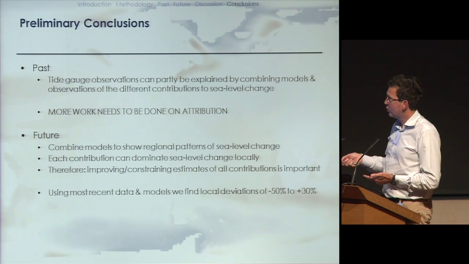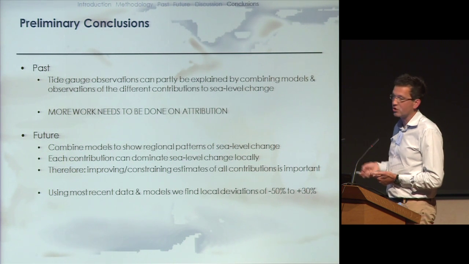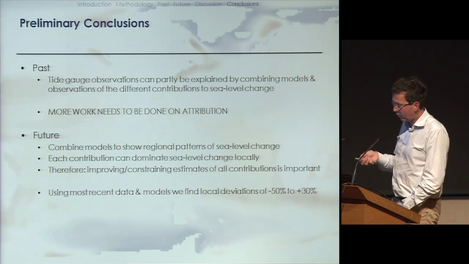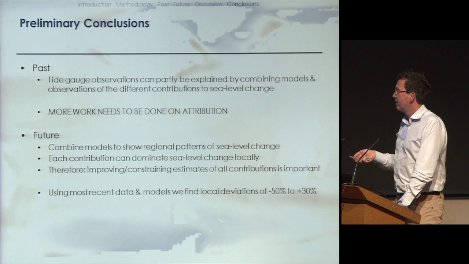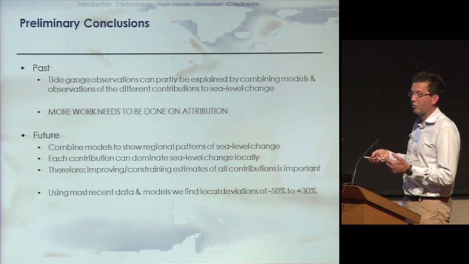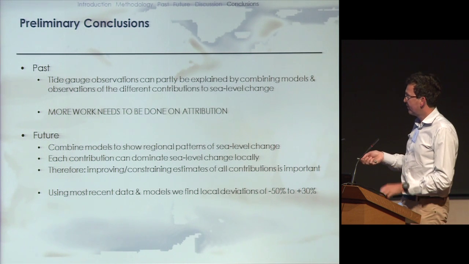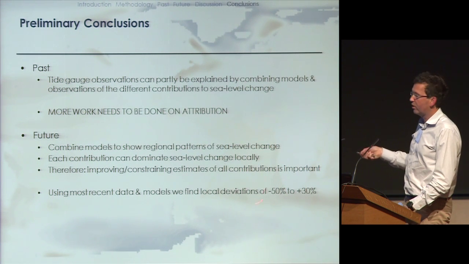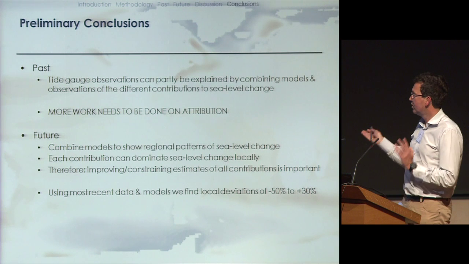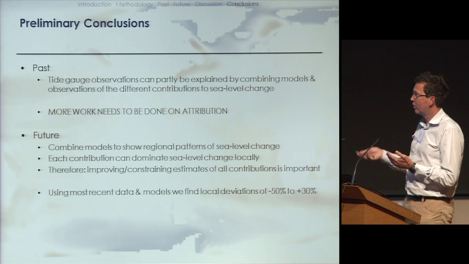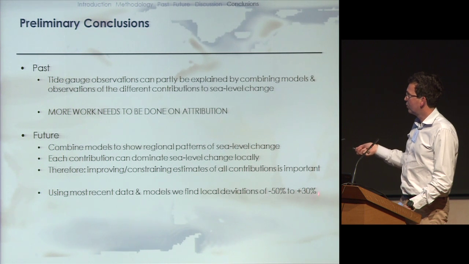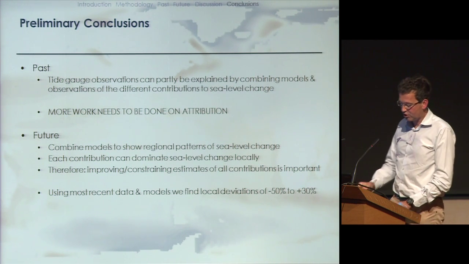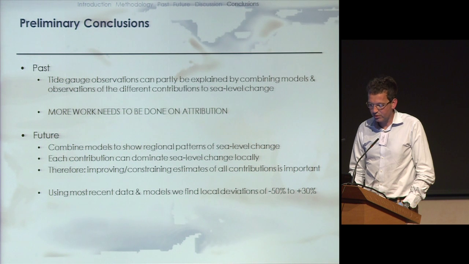We are also showing that each contribution can dominate the sea level change locally, and I think for that reason, we have to continue working on all the different components in the future. And if you make a wrap-up of the results, I think it's fair to say that you may find local deviations on this time scale which are 50% below the average up to, say, 30% above the average, where you are in regions which are far away from where the ice mass changes take place, and where the steric component is also a little bit above the average of the steric component.